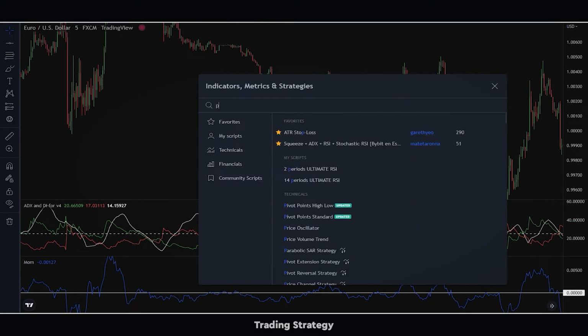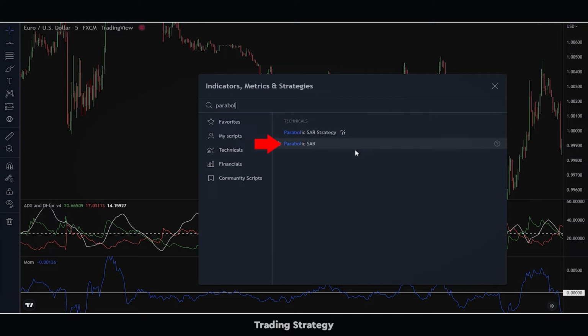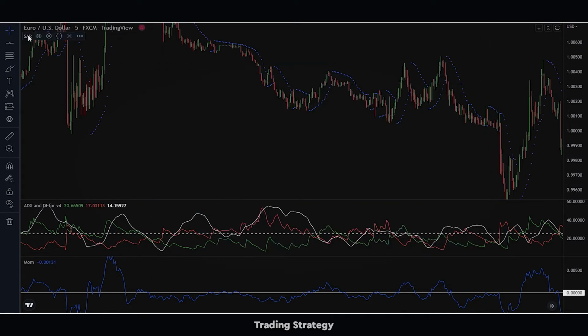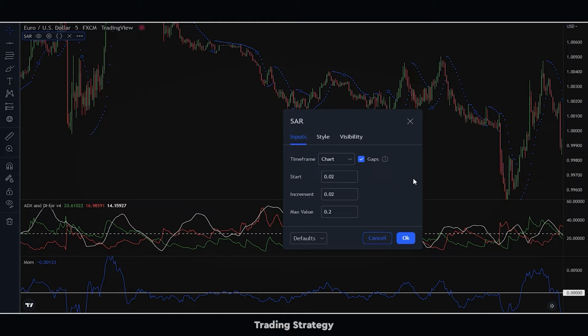Finally, we will select the Parabolic SAR indicator. We will leave this indicator as it comes by default.